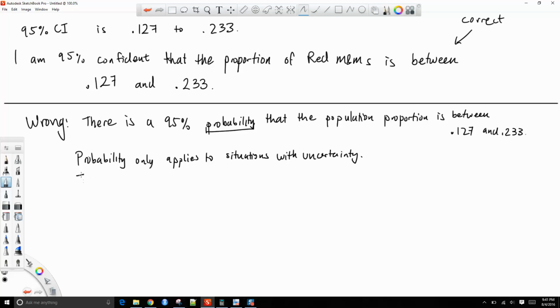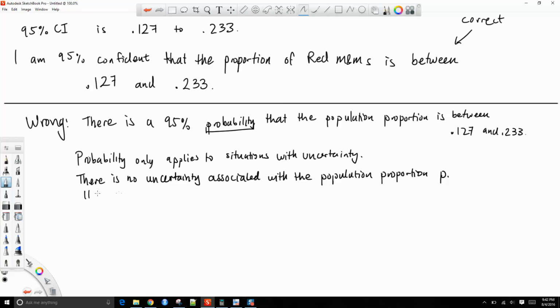There is no uncertainty associated with the population proportion P. It is a fixed value, even if it is unknown to us.